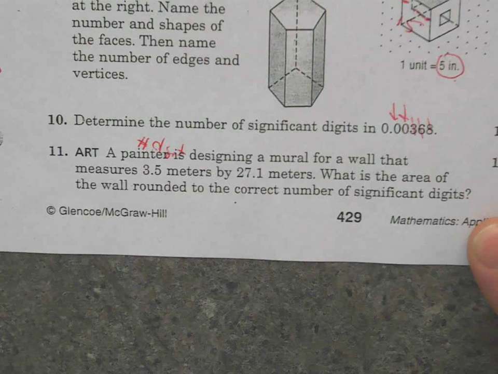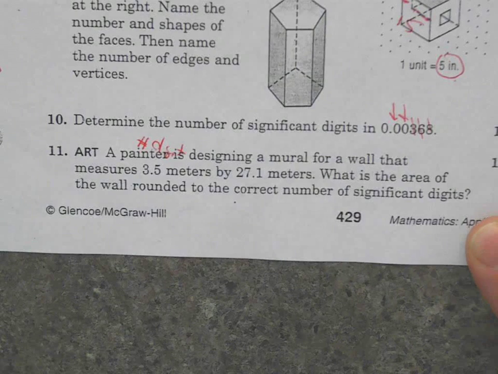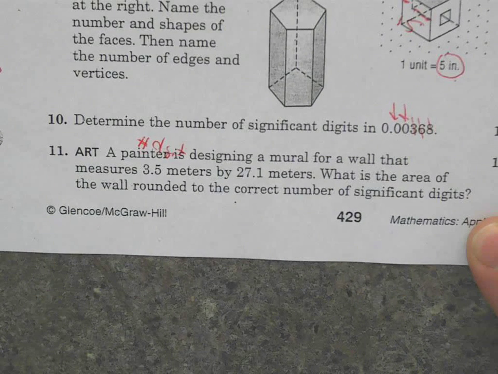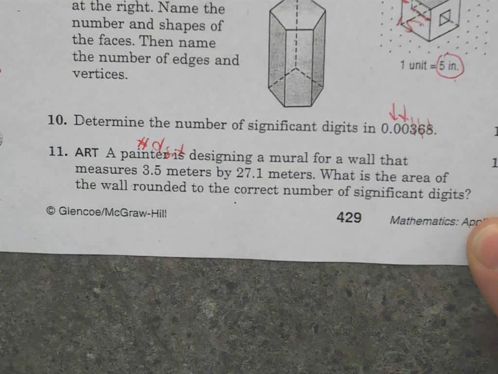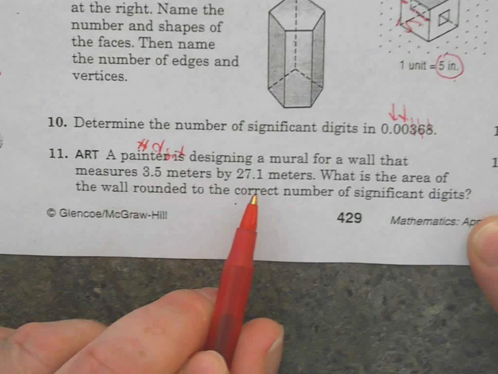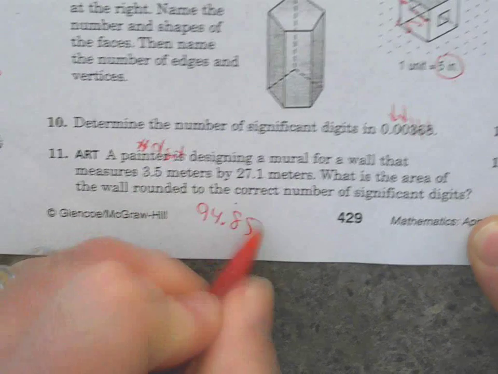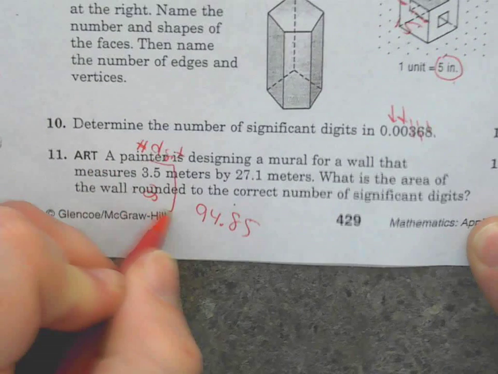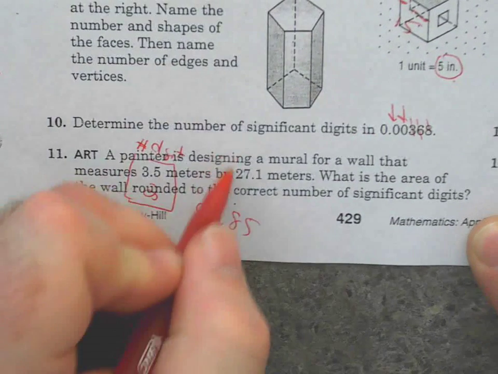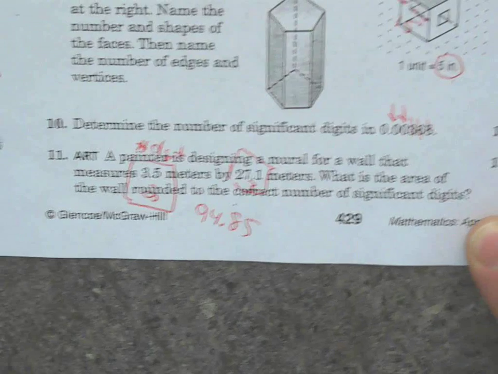Now, area. What do I do if I want to find the area of something? I multiply them. Now I need someone out there with a calculator really fast because I don't have it in front of me. Maddie, 3.5 times 27.1, what is that? 94.85. Now, I was allowed 2 numbers with the 3.5. I'm allowed 3 numbers with there.